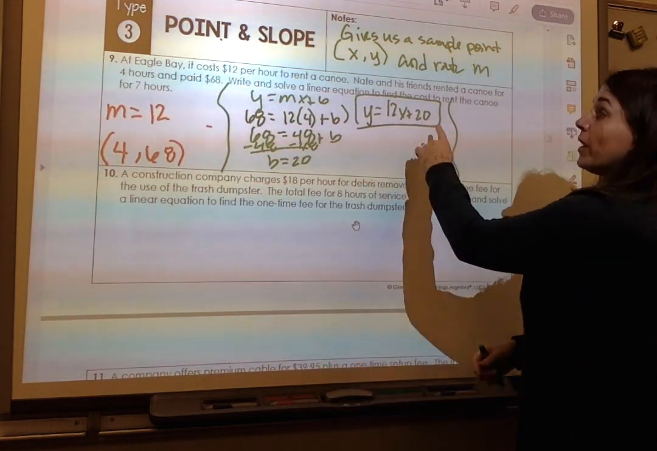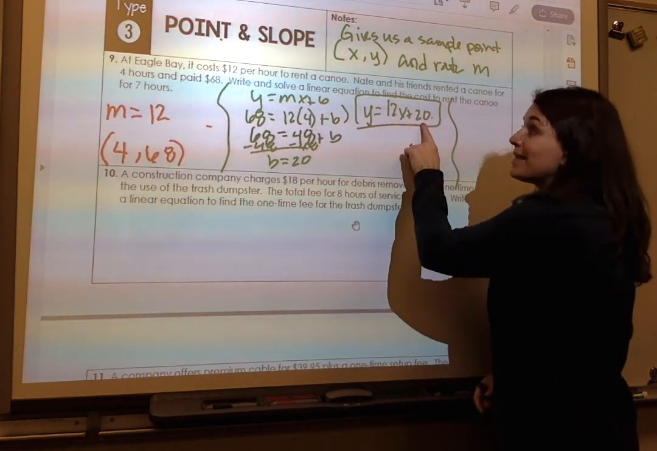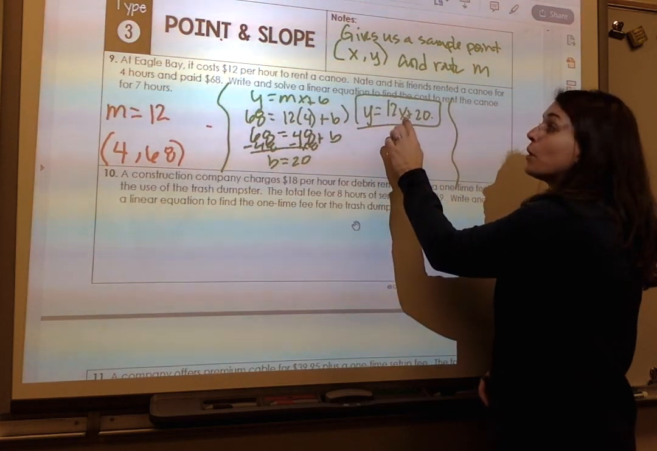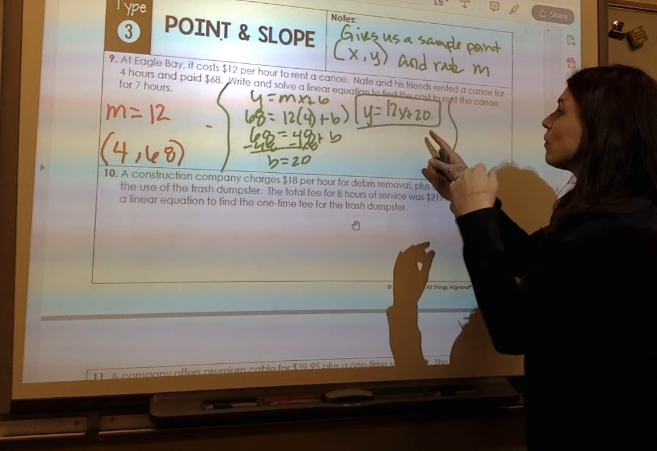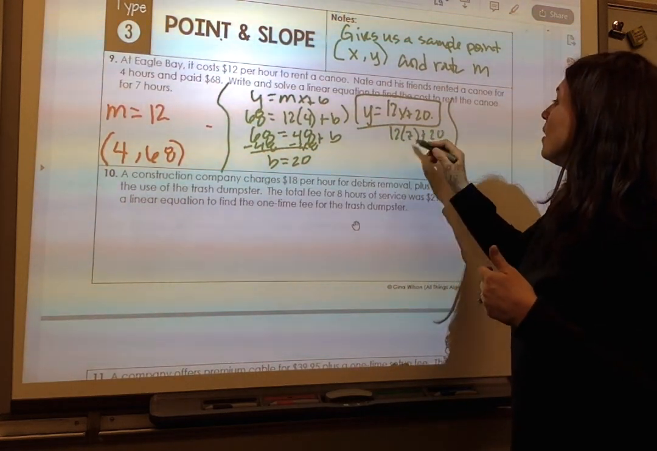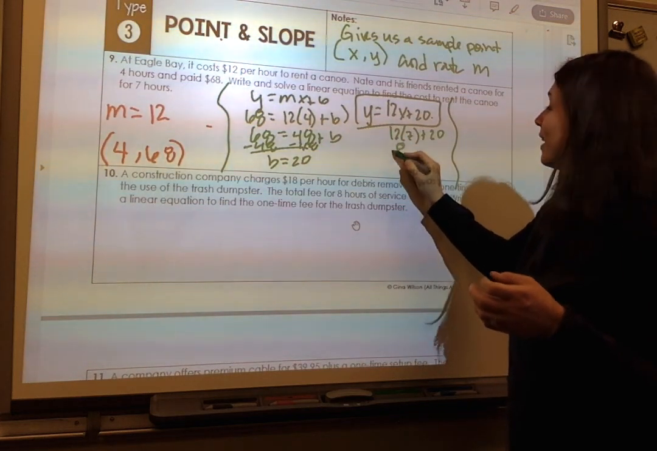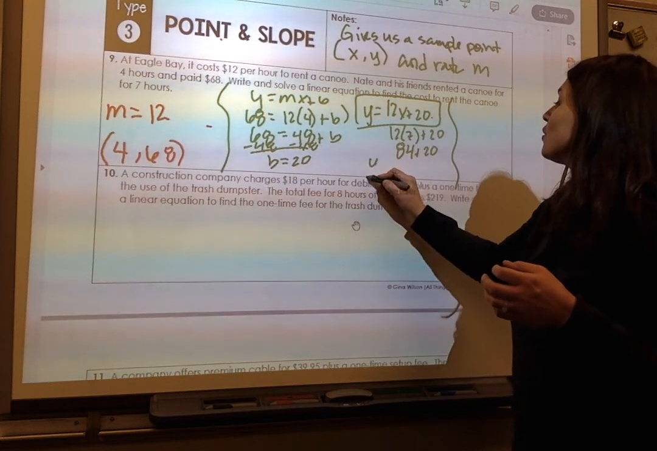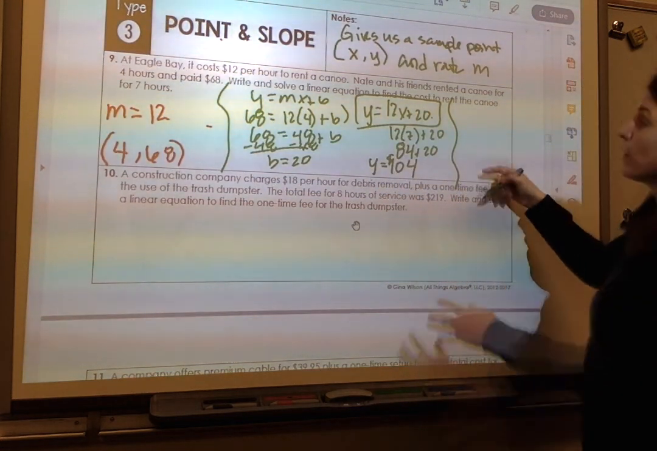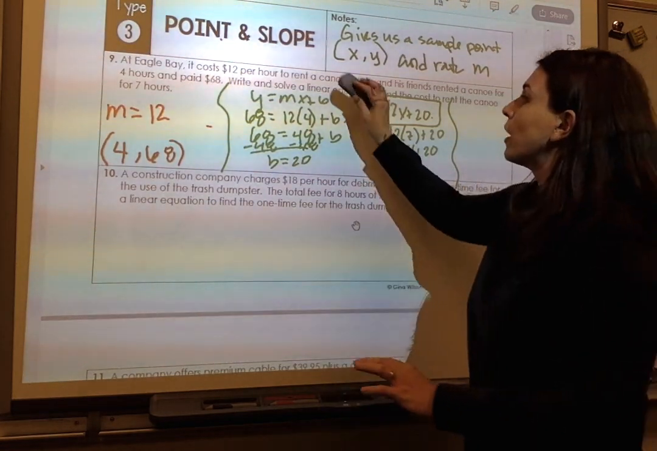Well, my beginning point, this 20, we didn't know that here yet, but this 20 means that's how much it's going to be to rent a canoe, $20. And then it's $12 per hour. So if he did 7 hours, well, it's 20 to rent it, and then 12 times 7, which gives us 84. 84 plus 20, so the total cost is going to be $104. And you need to identify that over here in full sentences. The total cost is $104. So that's how we're getting that one.